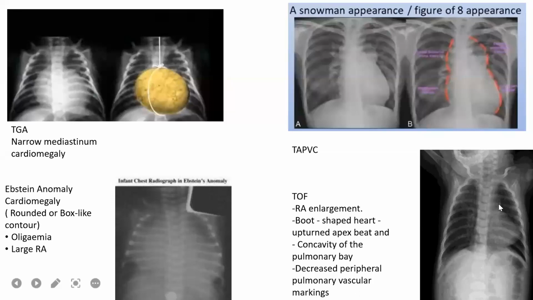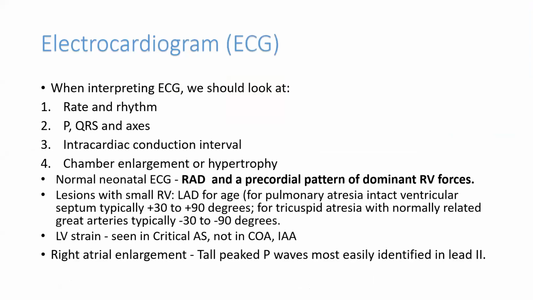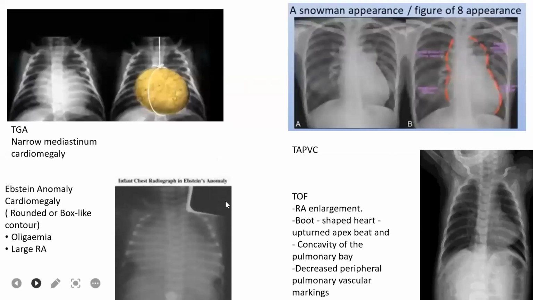And then the pulmonary bay area is normally here, but due to a reduced size of the pulmonary artery, there is concavity of that area, and that gives you a classical boot, especially in the setting of reduced pulmonary vascular markings, oligemia.